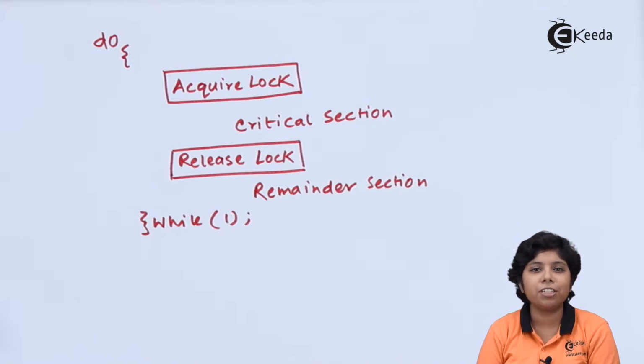Now today we will discuss the synchronization hardware solution to the critical section problem. We will use simple machine-level hardware instructions that can be applied to the critical section problem. These hardware solutions are easy and reliable to implement, and they can also improve system performance.